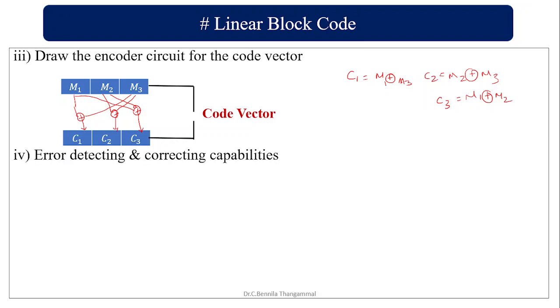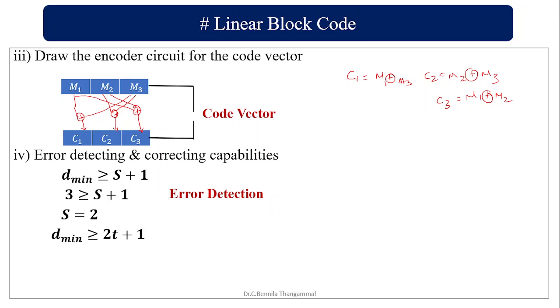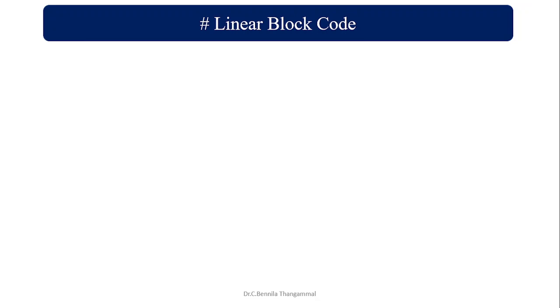Then we'll see the error detecting and correcting capabilities. D min is greater than or equal to S plus 1. So D min value is 3. So 3 is greater than or equal to S plus 1. If you take this plus 1 to this side, it becomes 3 minus 1, 2. So S is equal to 2, the maximum value. This is error detection: you can detect two errors. For error correcting capabilities, D min is greater than or equal to 2t plus 1. So here 3 is greater than or equal to 2t plus 1. If you take this plus 1 to this side, 3 minus 1 is going to be 2. So 2 divided by 2 is 1. So t is equal to 1. This is your error correction.